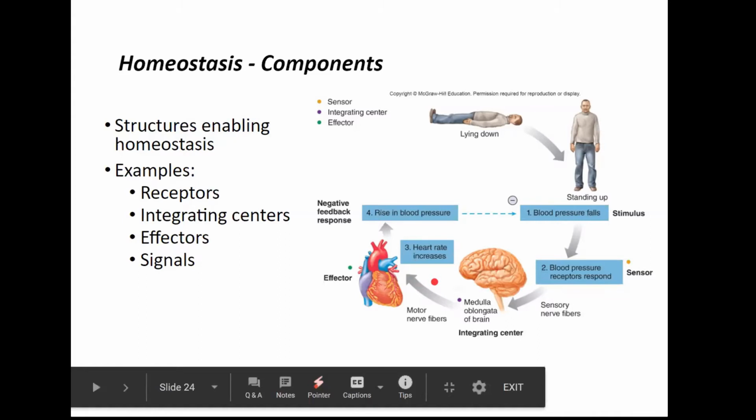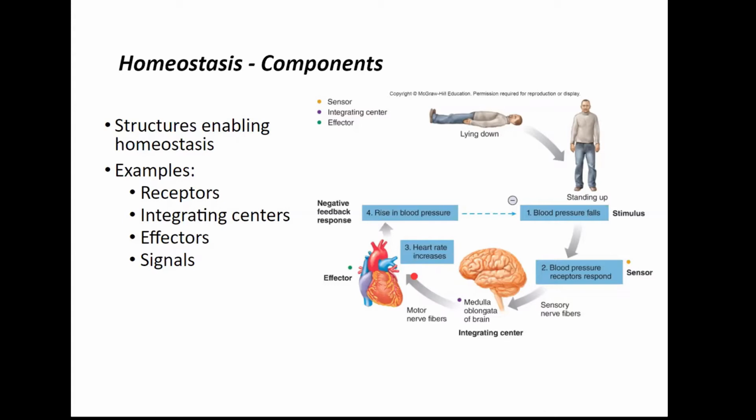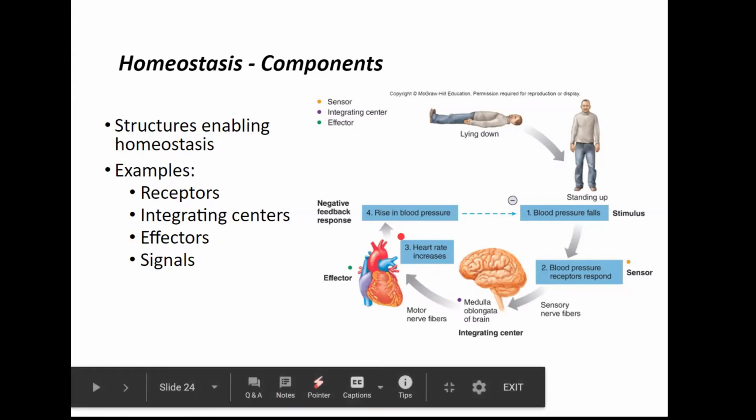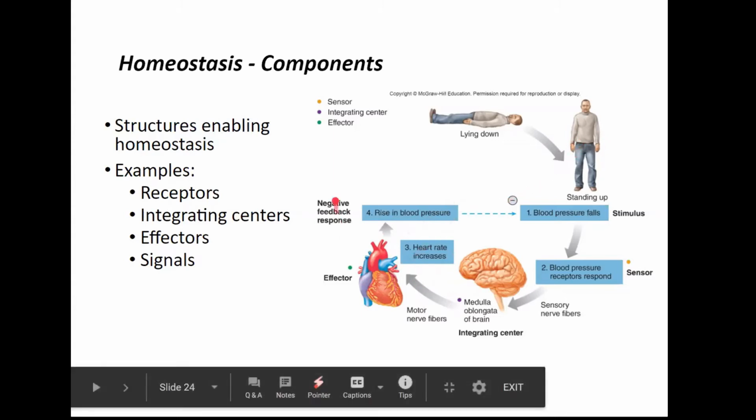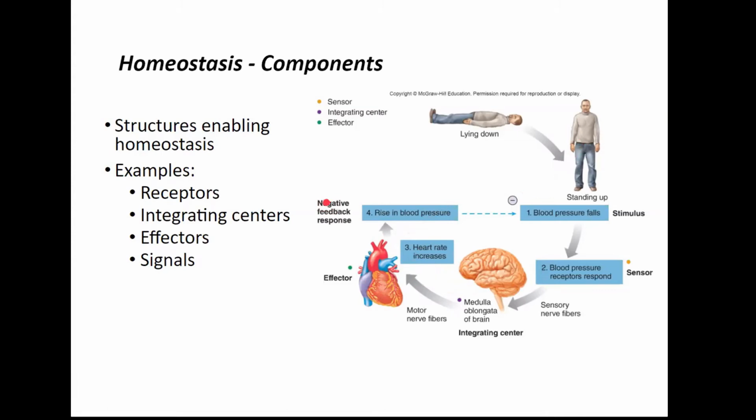So then we'll have another signal going from your integrating center to the effectors. We'll have a lot of different organs that can be effector organs. One of them is your heart. So here we see we have a signal going to the heart, which is our effector organ. And what it does is it increases the heart rate in order to get blood pumping faster to maintain that blood pressure in this new position. So this is our actual negative feedback response.